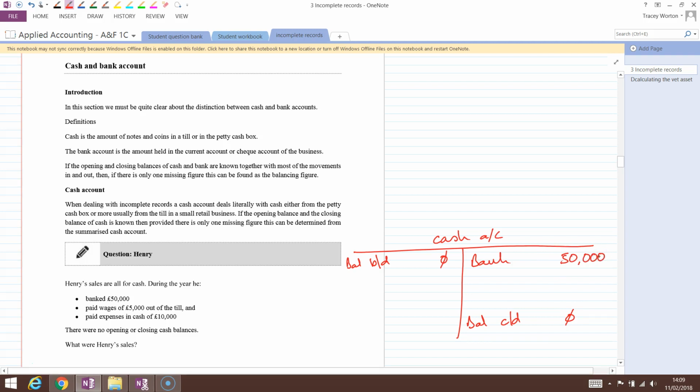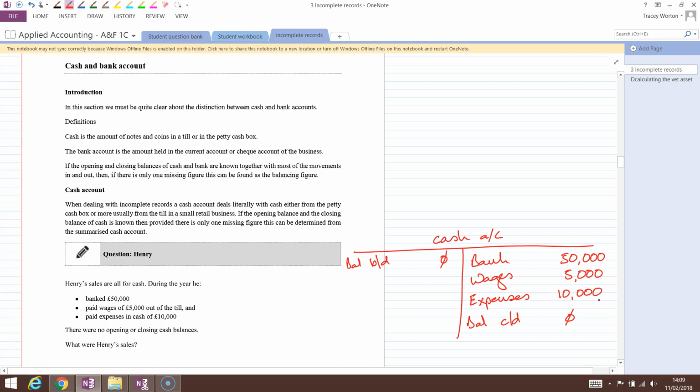It then says we paid wages of 5,000 out of the till. Again, that's reducing the cash account, so it's a credit entry. So we've got some cash wages of 5,000. And then we've got some cash expenses, also a credit to the cash account of 10,000.